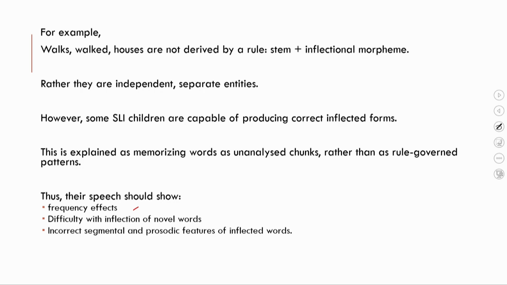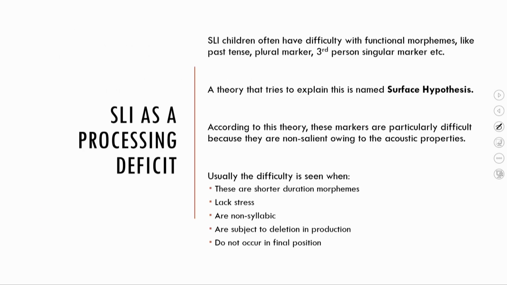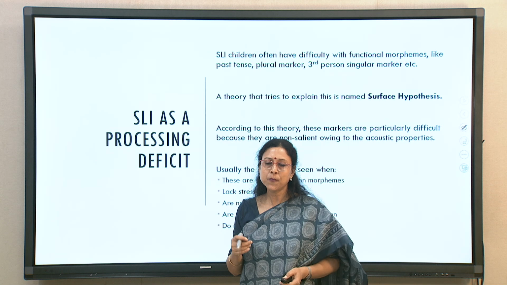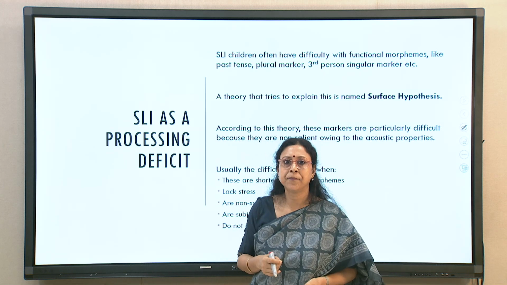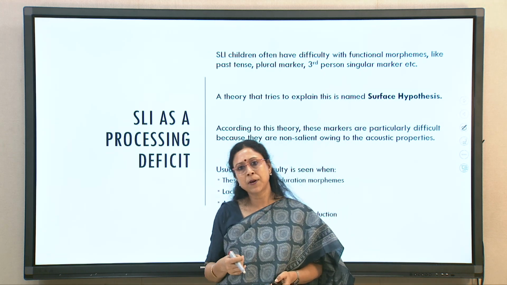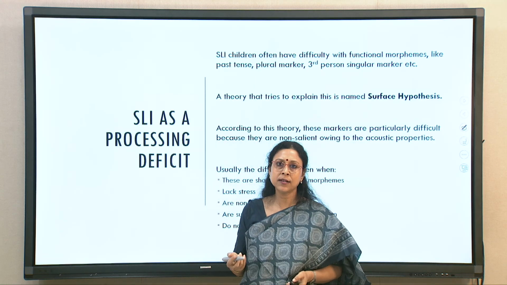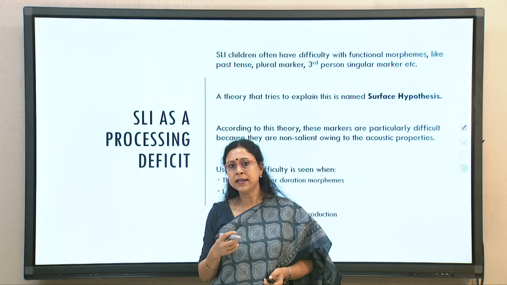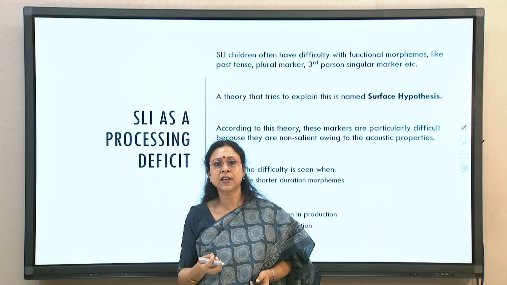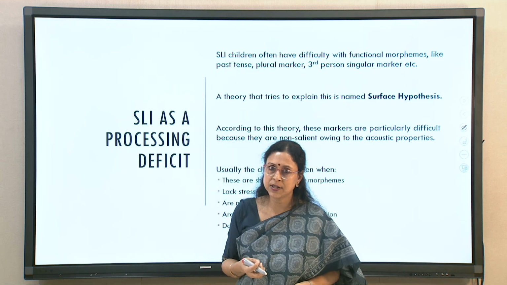Frequency will have an effect, with difficulty with inflection of novel words and incorrect segmental and prosodic features of the inflected word, because you are memorizing all of them separately. So, these features will be visible in this kind of case. So, a processing deficit is a problem here. They will also have difficulty with functional morphemes like the past tense and plural marker, as we have just seen, and the idea with which this is explained is called the surface hypothesis.